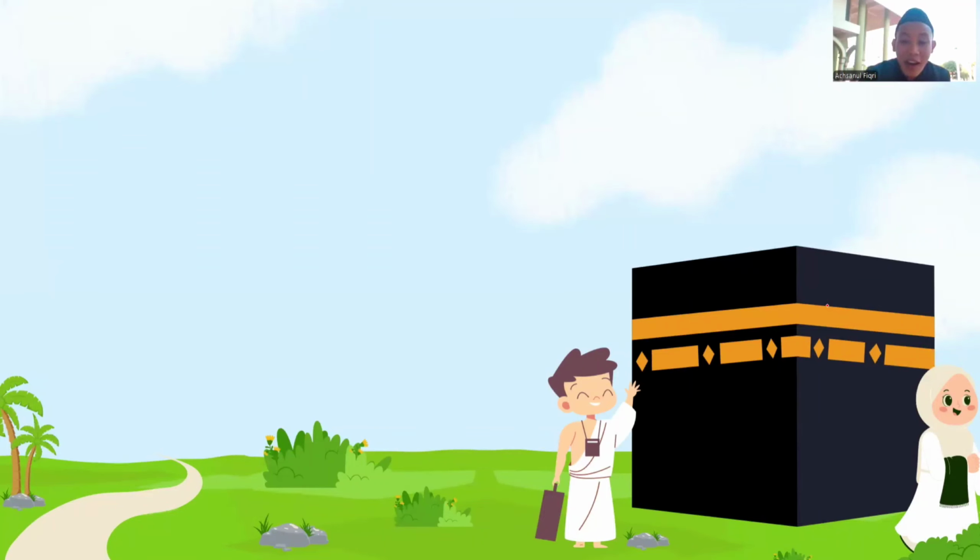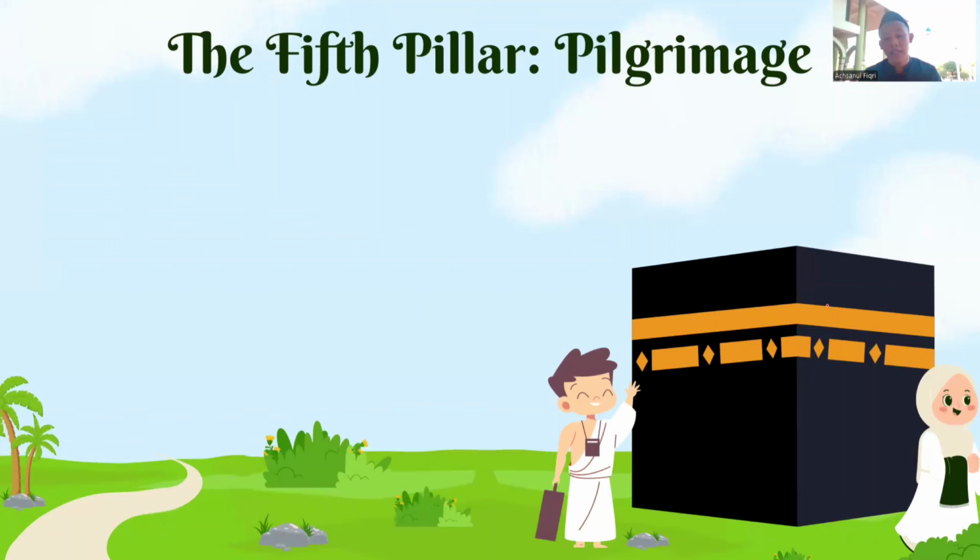Yes, we call it pilgrimage. The fifth pillar is pilgrimage. Pilgrimage means we go to Mecca for Hajj. It's a special month. What is the month? Dhul Hijjah, especially from the 9th to the 13th of Dhul Hijjah.